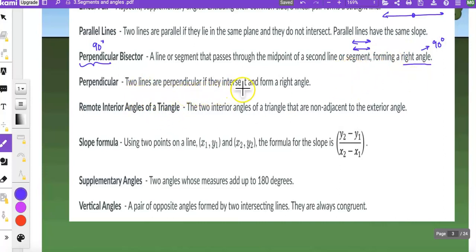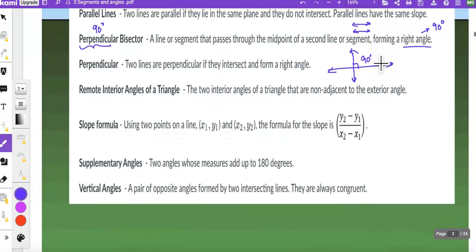Two lines are perpendicular if they intersect and form a right angle. So what I did is I drew one line over here, and I have drawn one line over here. You see they are intersecting at a right angle. So this is what is called perpendicular. This is called 90 degrees. So this angle will be perpendicular. Two lines are perpendicular, these are called perpendicular lines, when they cut and the angle becomes 90 degrees.